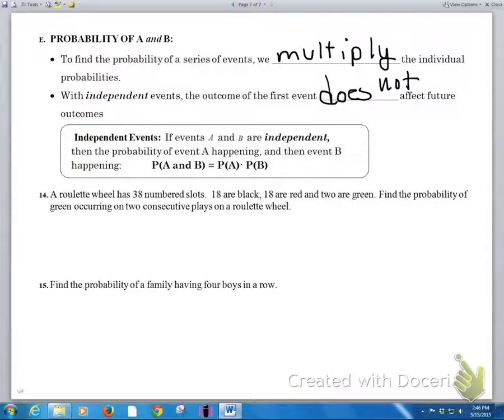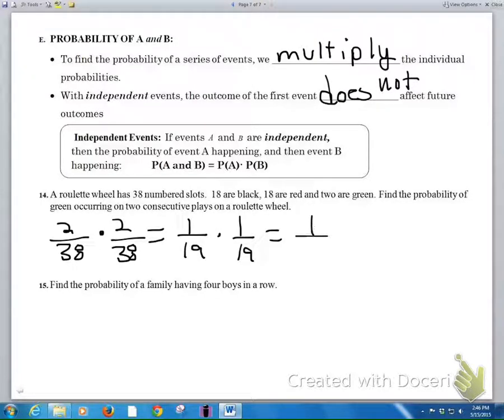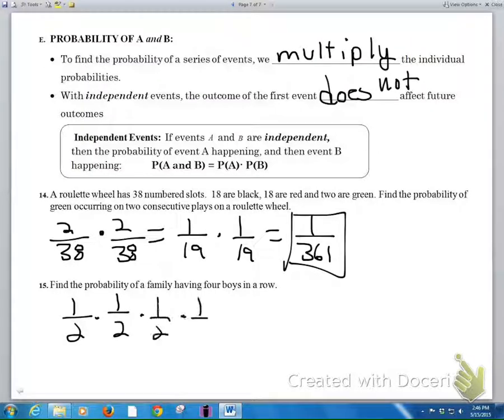So, a roulette wheel has 38 number slots, 18 black, 18 red, and 2 green. Find the probability green occurs on 2 successive plays. So that would be 2 out of 38 times 2 out of 38. And it's helpful to reduce before you multiply here, just because it's an easier reducing. Find the probability of a family having 4 boys in a row. Well, you have 50% chance, so 1/2 times 1/2 times 1/2 times 1/2. Each child.